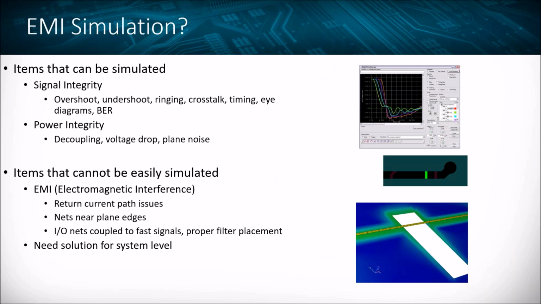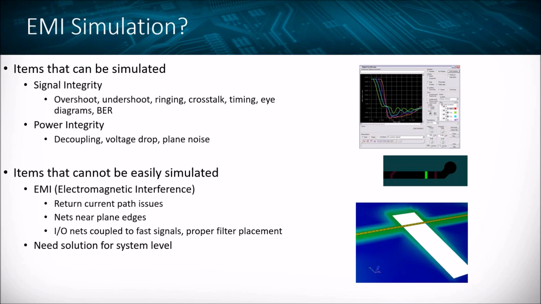Okay, so here are some items that we can actually simulate in the simulation world. For signal integrity, of course, we can simulate overshoot, undershoot, crosstalk, and timing, and use eye diagrams and bit error rates to identify those in the digital realm. For power integrity, we can look at decoupling, the actual voltage drop, and the plane noise. All of these things can be simulated in the HyperLynx SI world.